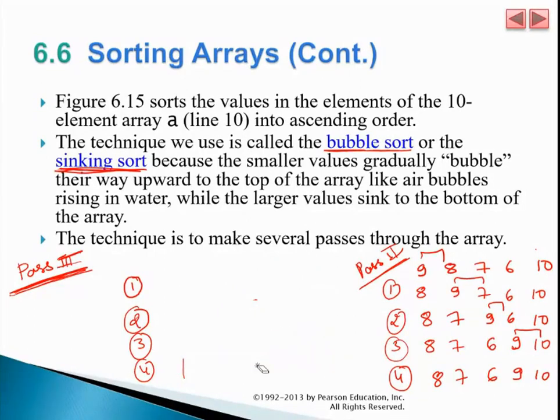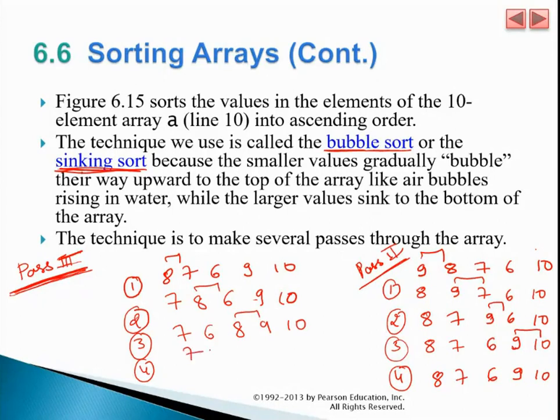Whatever the output of pass 2 is, 8, 7, 6, 9, and 10. Again, we will compare these two elements. We will switch it: 7, 8, 6, 9, 10. Then we will compare these two elements. We will say, okay, 8, 9, 10. Then we will compare these two elements. It will remain as it is. We will compare these two elements. Again, it will remain as it is. So after pass 3, you can see three elements are in place.